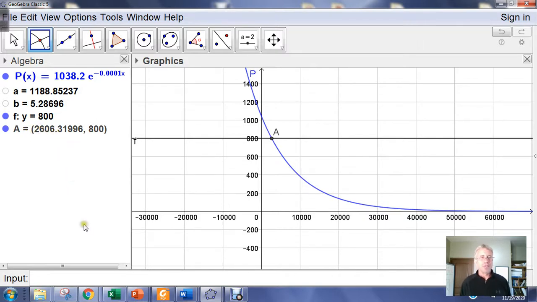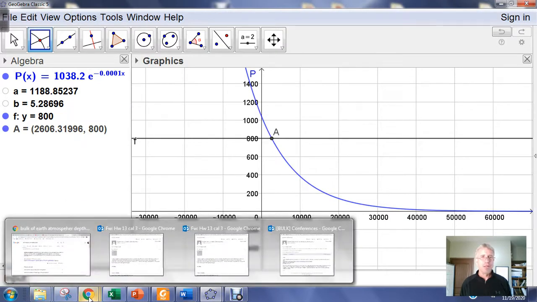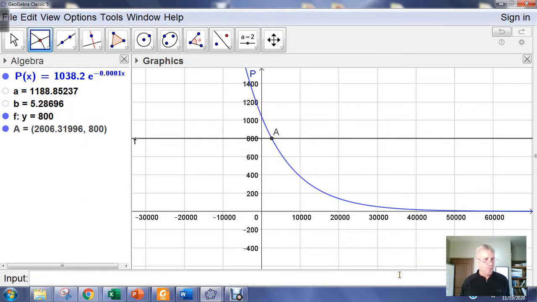And I could do other things. I could say, hey, if I climb Mount Rainier, what do I expect the air pressure to be when I'm at the top of Mount Rainier? And Mount Rainier is 14,411 feet. So I could just type in my air pressure model down here in my input bar. I could go pressure as a function of elevation, but the elevation I'm interested in is 14,411 feet, and hit enter.